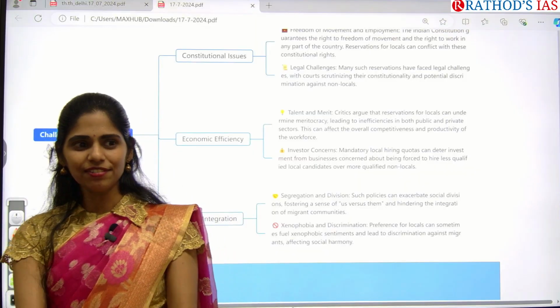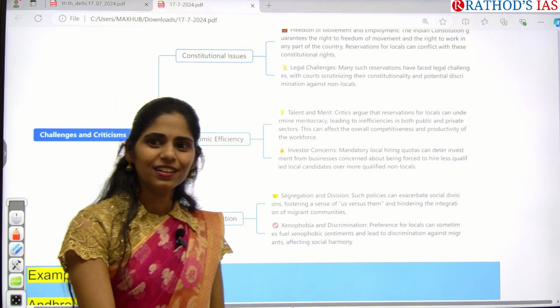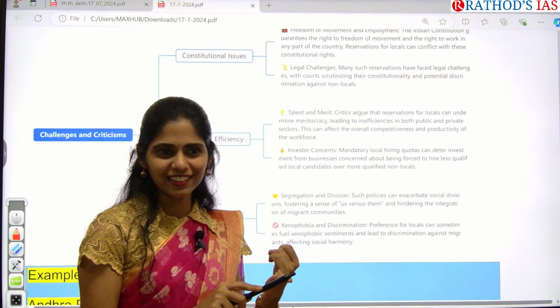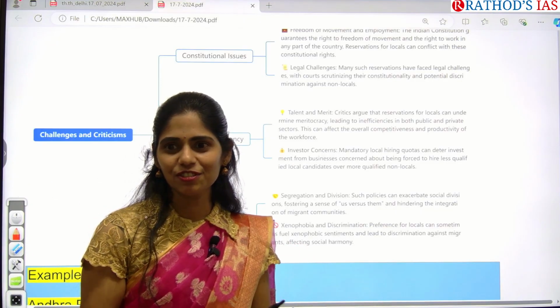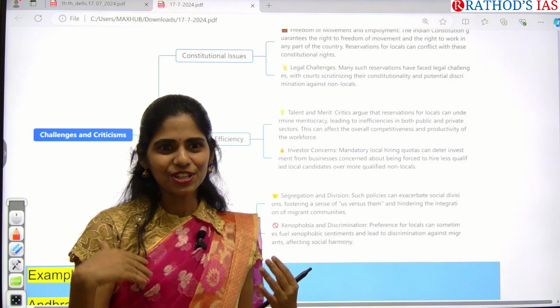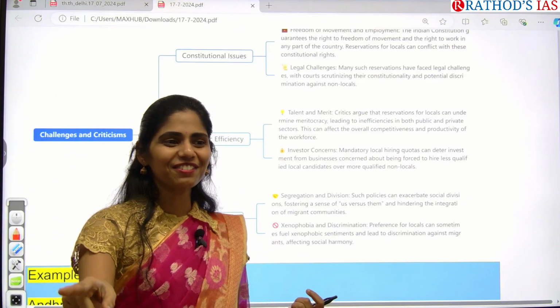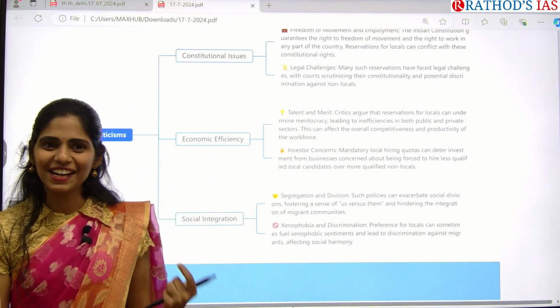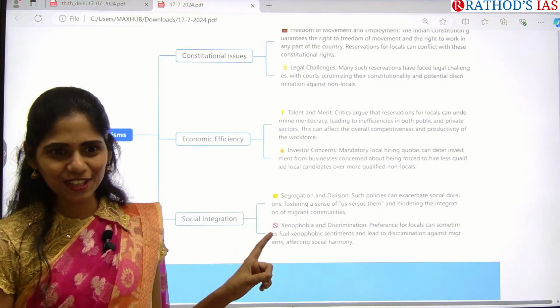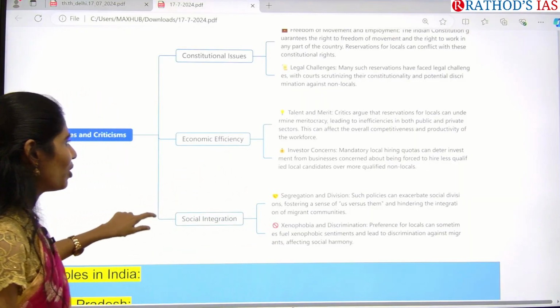Okay, so the first one is economic efficiency. When we give jobs to locals based on reservation, we have to compromise on merit. For example, if I write the examination and you got 50 marks, but I got 70 marks, I am eligible. But because of local reservation, you're getting the job. That means we are compromising on talent and merit. So that is one important problem.